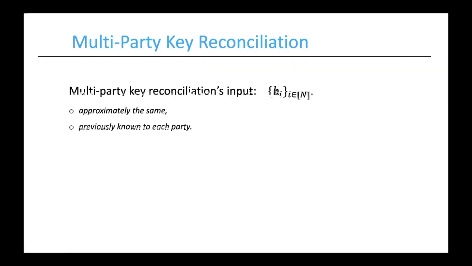And then, we note that the multi-party key reconciliation needs two constraints. The first one is the BIs: the input BIs are approximately the same, and previously known to each other. So how can we get these BIs? Obviously, the GKE protocol, the group key exchange protocol, can do this, but that is circular because we want to construct the GKE, so we can't use GKE here.